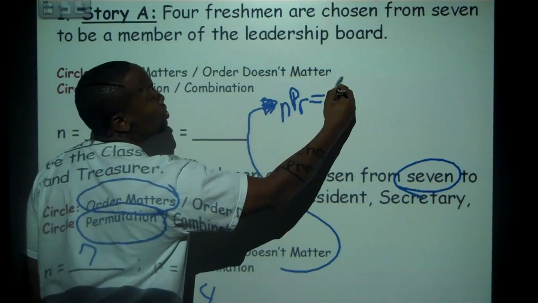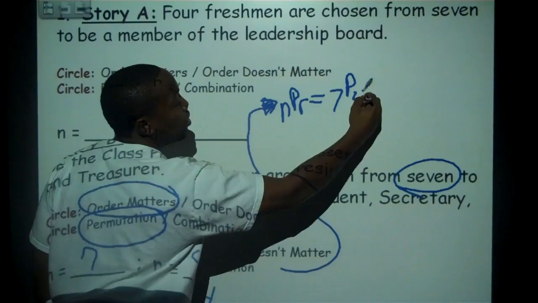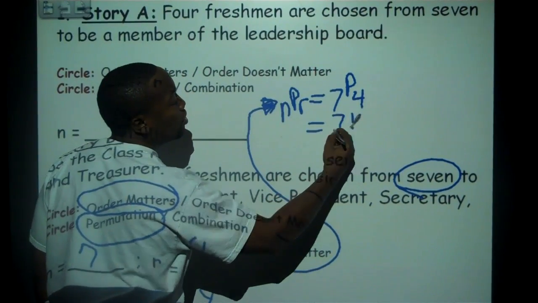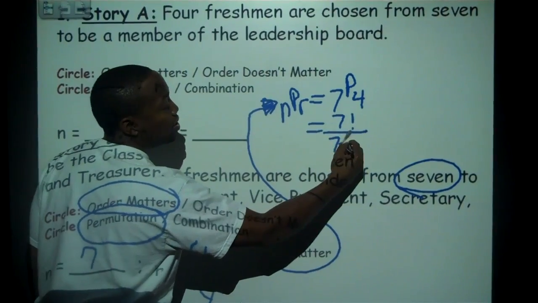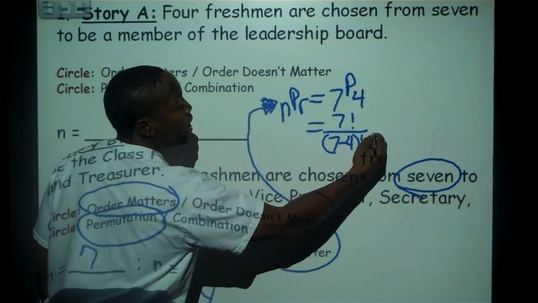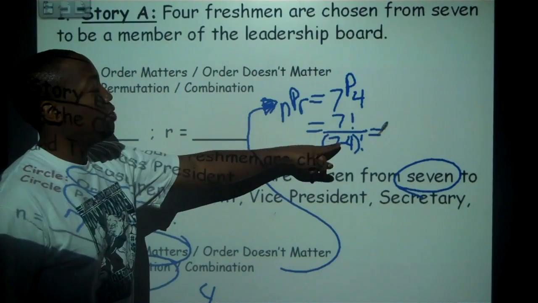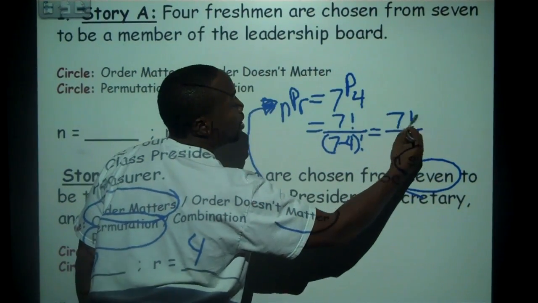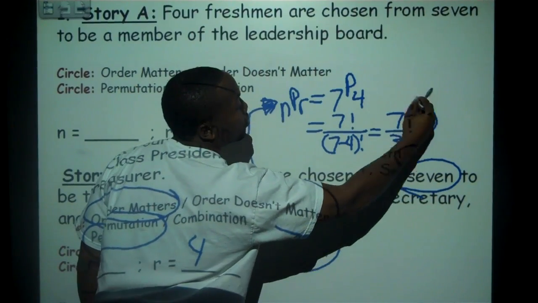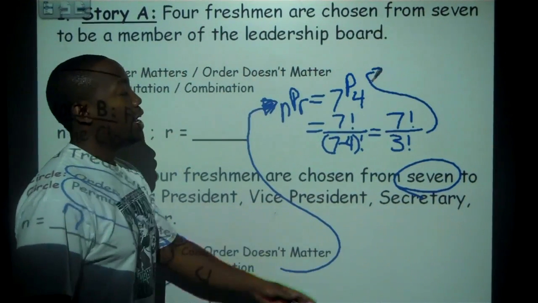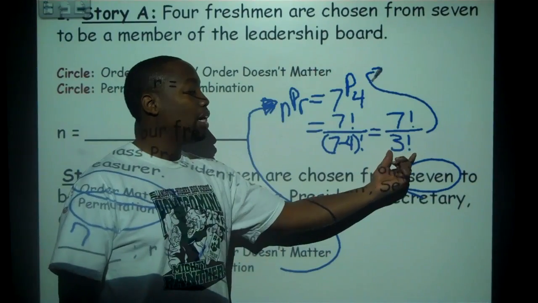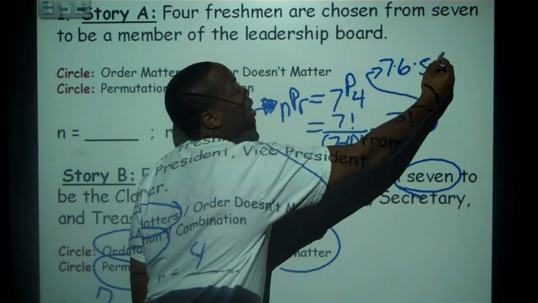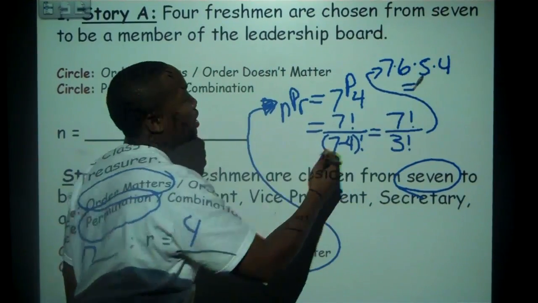So the formula would be nPr, which equals 7P4. Replace my n and my r, and that's going to be 7 factorial over 7 minus 4 factorial, which is 3 factorial. Let's bring it up here so I have a little bit more room. I'm going to multiply down and stop at the 3, which is 7 times 6 times 5 times 4.